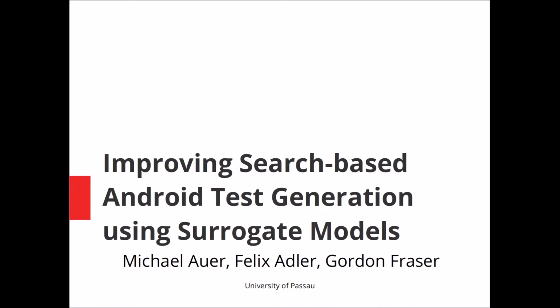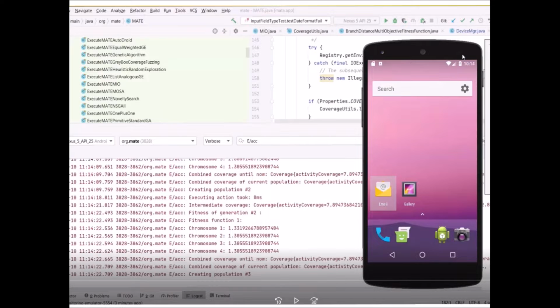Welcome to our presentation in which we show you how you can use surrogate models to improve the test generation in Android. We're gonna show you now a quick demonstration of Mate and highlight the issues of Android test generation. Note that we are within the execution of a genetic algorithm. In particular, Mate restarts the app under test next, followed by the actual test execution.